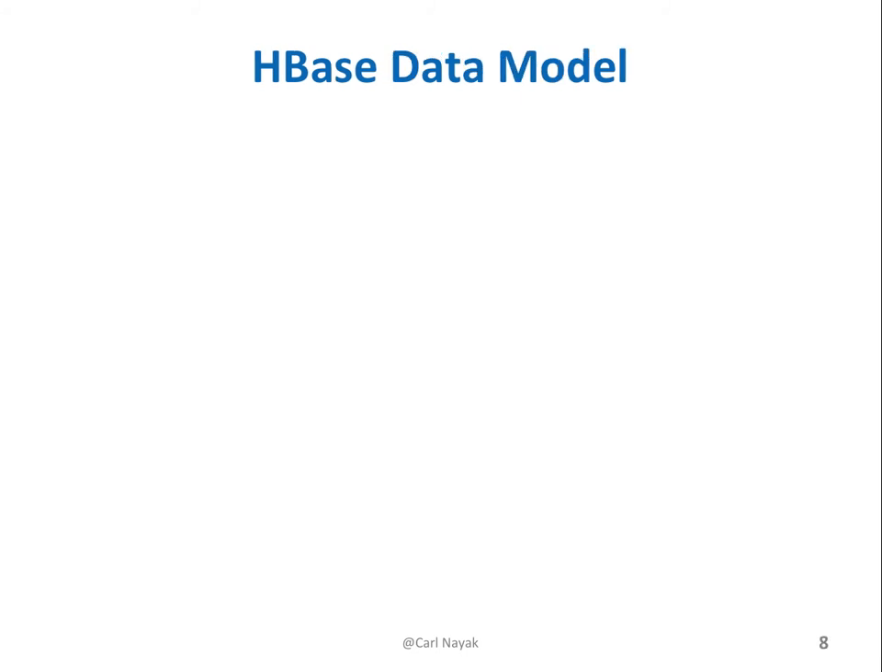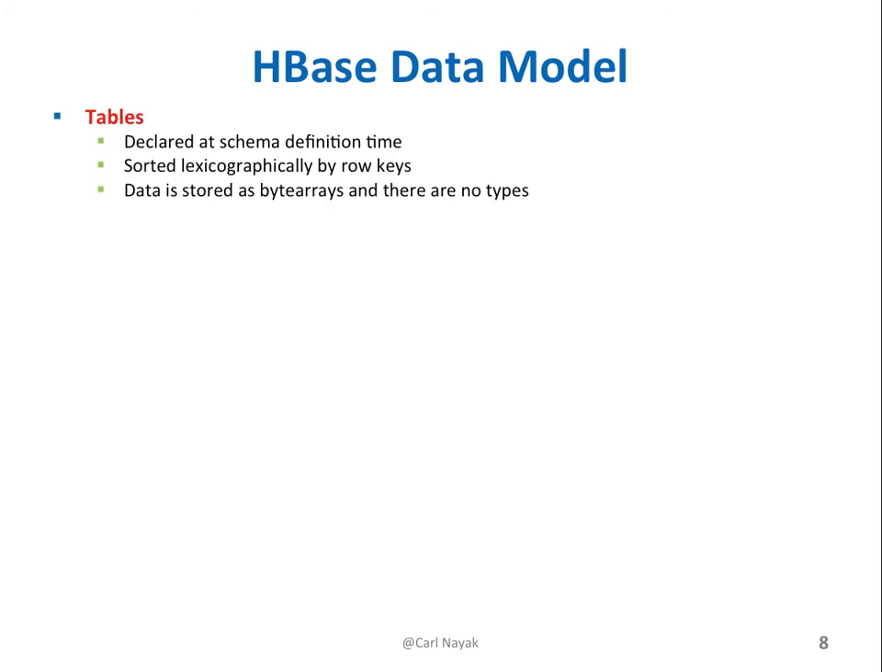HBase has a simple data model. Tables in HBase are declared at schema definition time and are made up of rows which are lexicographically sorted by row keys. Data in tables is stored as byte arrays and there are no types.